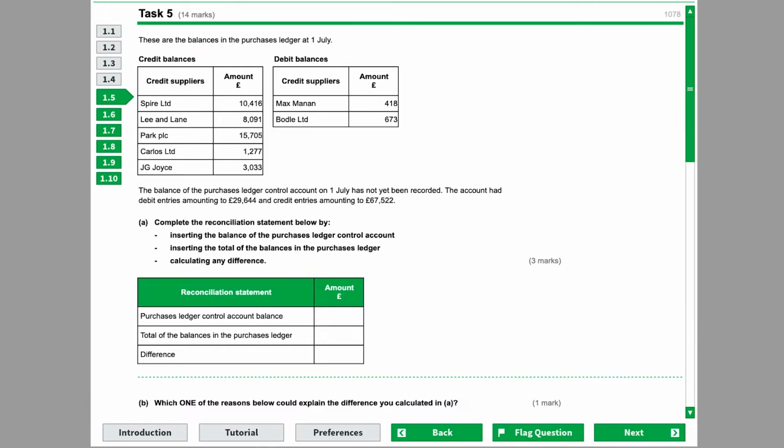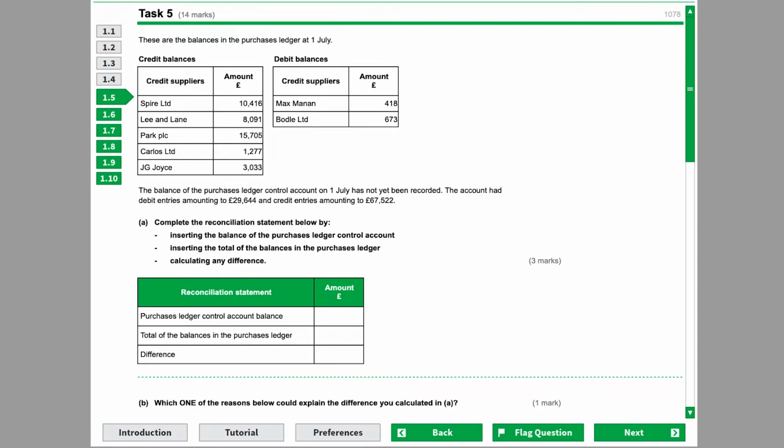Moving to task 5 then, which is worth 14 marks and is designed to test the preparation of sales and purchase ledger control accounts. This task also requires you to total the individual ledger account balances and reconcile the total with the balance of the appropriate control account, identifying reasons for any differences. Definitely a little more to this task, but let's jump in and see how we get on.